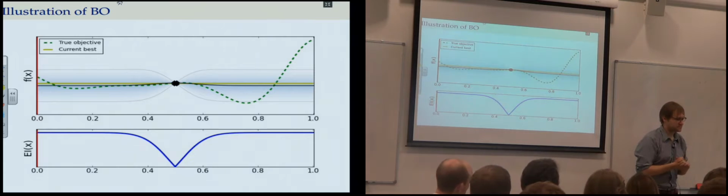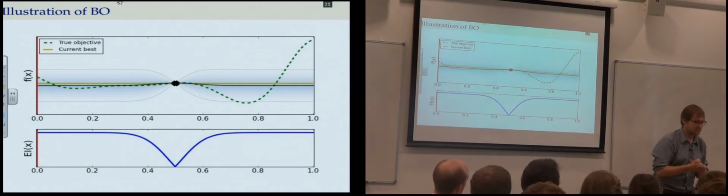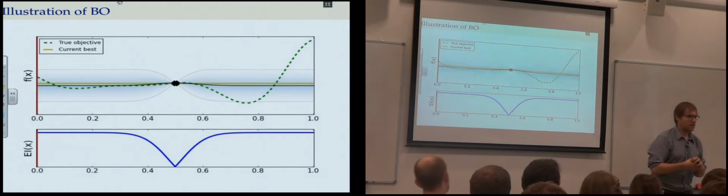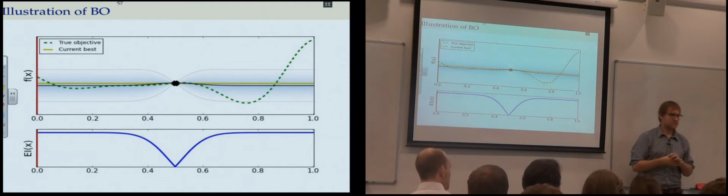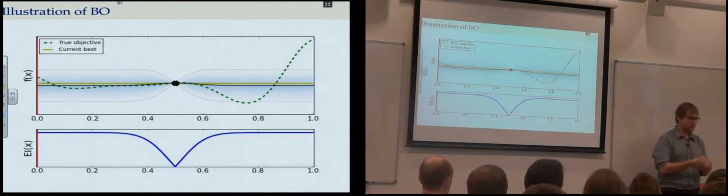Does the acquisition function have to be continuous, differentiable? Or can you have something irregular? It doesn't have to, yeah.